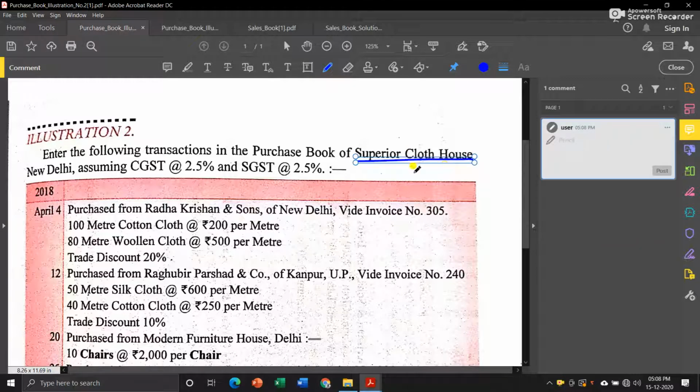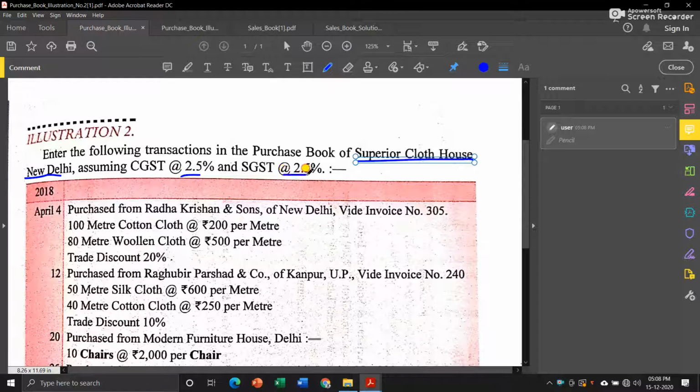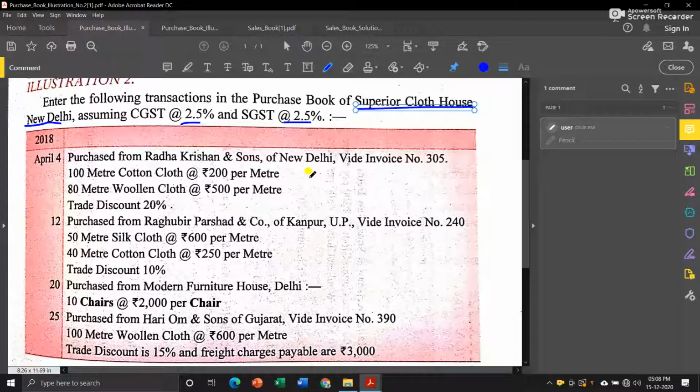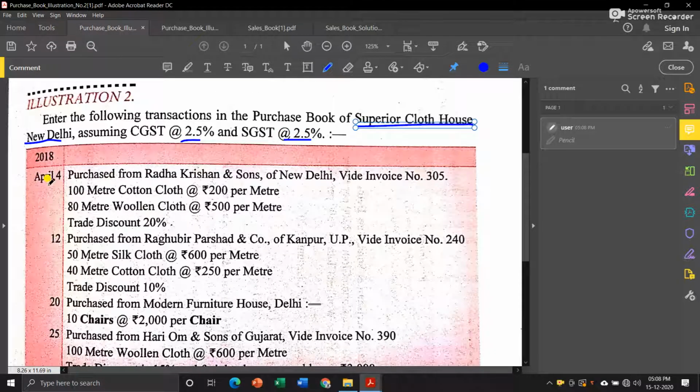Now this is a cloth house. It is situated in New Delhi and CGST and SGST are 2.5% each. Now let us see the first transaction. April 4, purchase from Radhakrishan and Sons of New Delhi, vide invoice number 305.